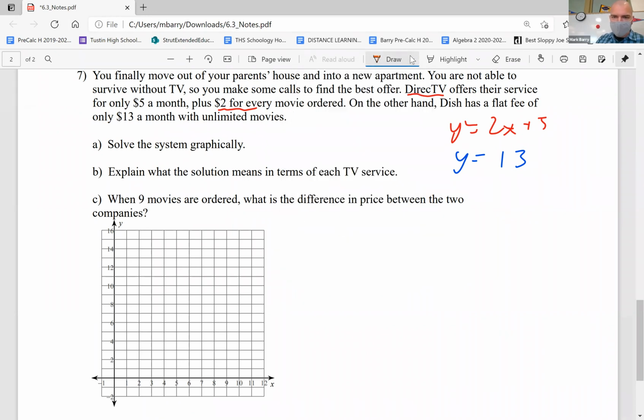All right. So we're going to have 2x plus 5. I got my y-intercept of 5 there. I'm going to go up 2 over 1, up 2 over 1. It doesn't really make sense for me to watch negative movies, so I'm just going to do it to the right. And then y equals 13, I think we did this way back last semester. If it's just y equals a number, that's always just a horizontal line.